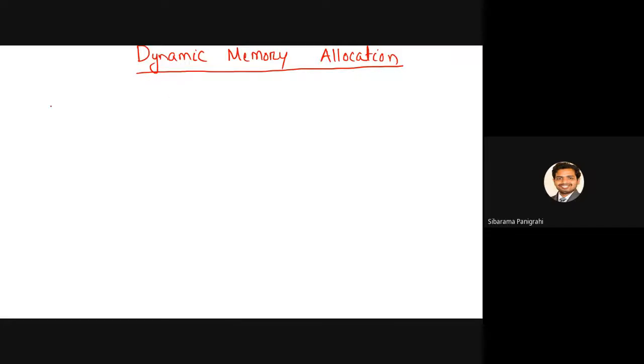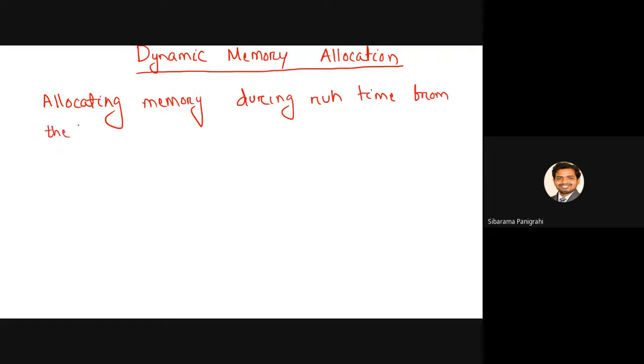So dynamic memory allocation means what? Allocating memory during runtime from the heap location. It's known as dynamic memory allocation, right? So now you see, suppose you are statically allocating an array.